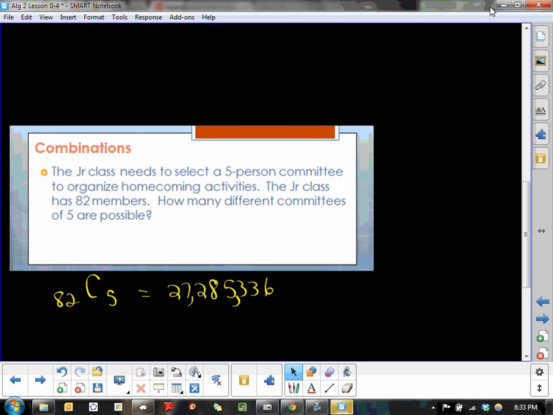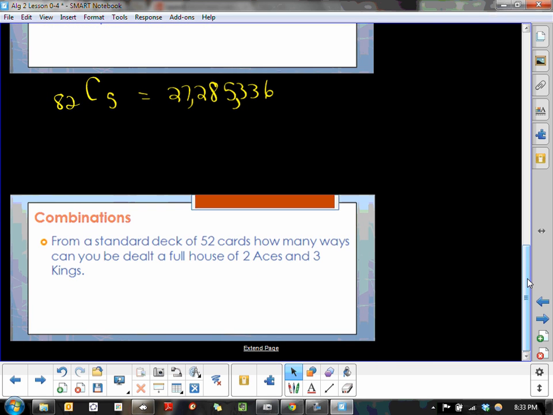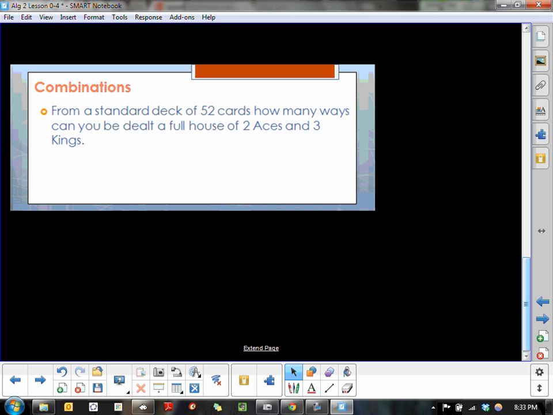I'm going to look at one final example here. From a standard deck of 52 cards, how many ways can you be dealt a full house of 2 aces and 3 kings? So now we have to think about a full house. It says you get a full house, you have to have 2 aces and 3 kings. So we're going to look at calculating our number of possibilities there.